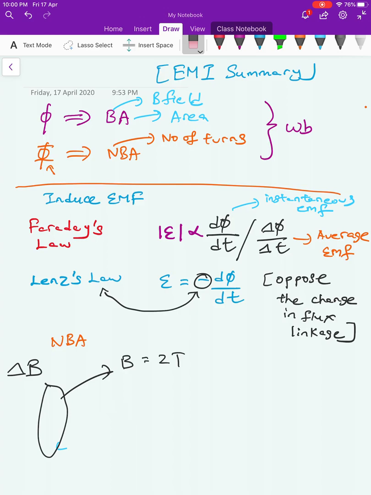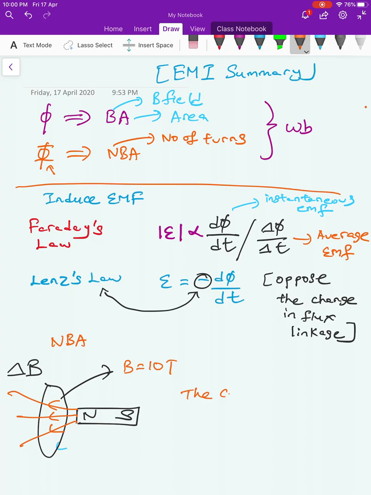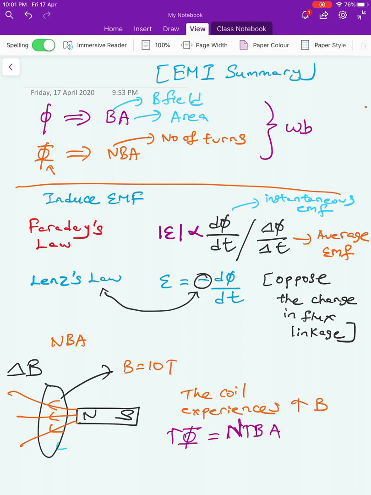Then I move the magnet towards the coil, north and south pole. Now the coil experiences a quite strong magnetic field, maybe 10 Tesla, so from 2 Tesla to 10 Tesla. The coil experiences an increasing B field, which means its flux linkage increases, because of NBA. If B increases, your flux linkage increases.